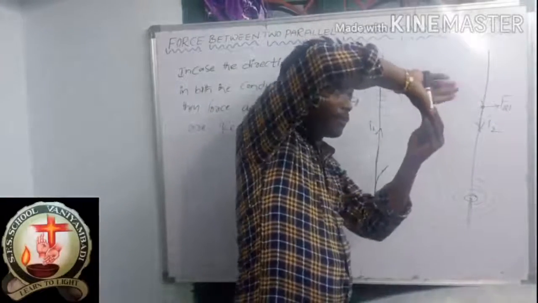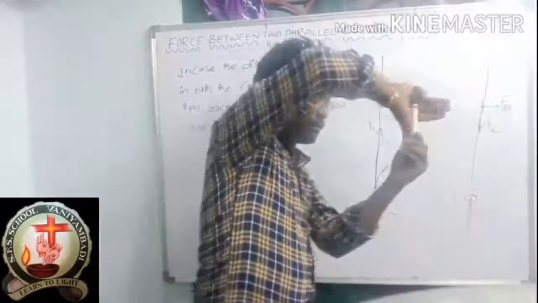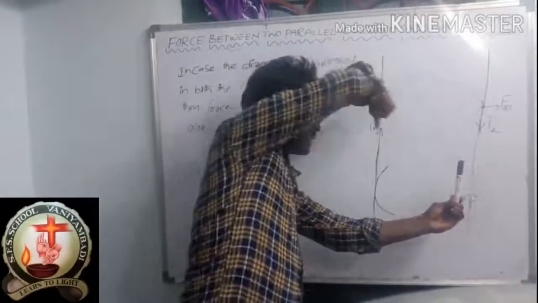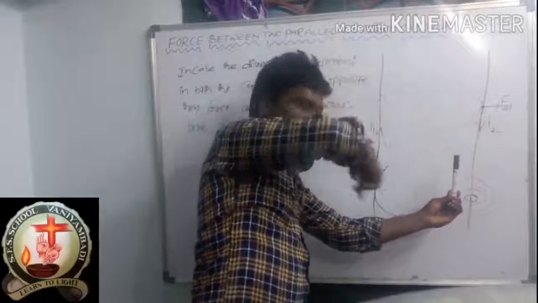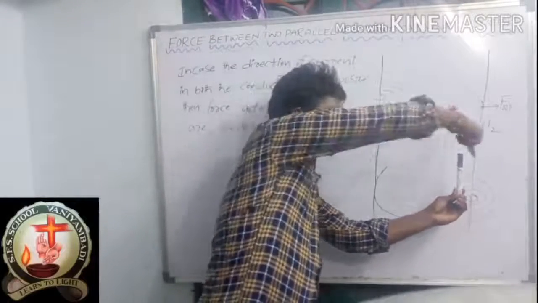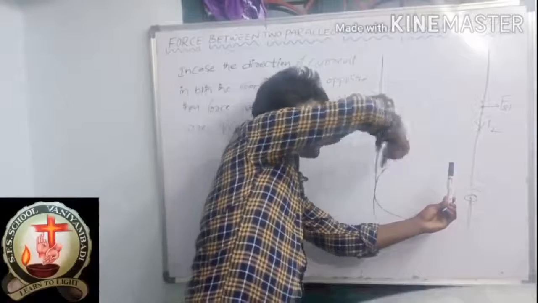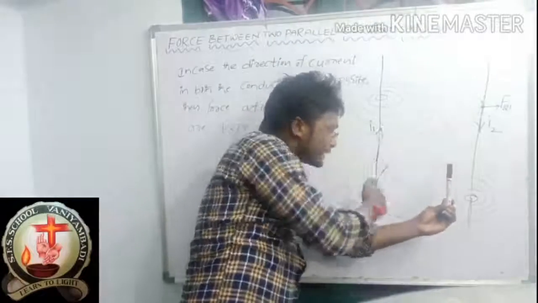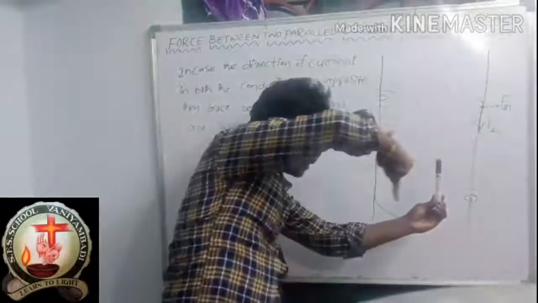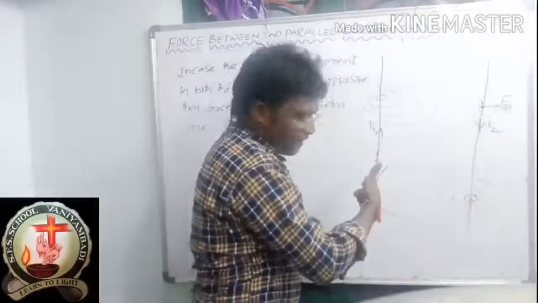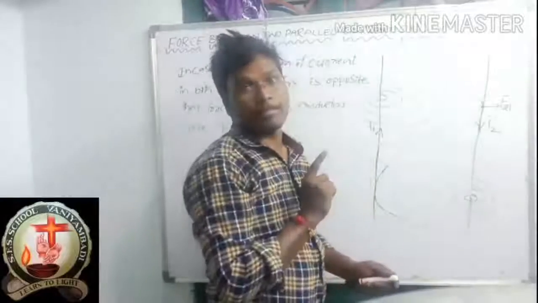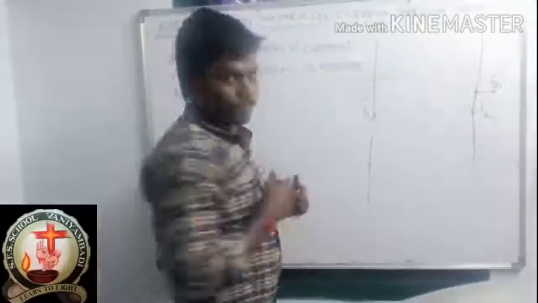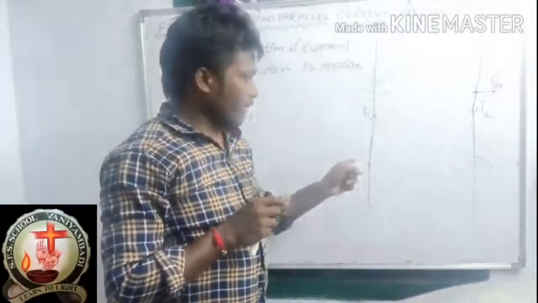This is the direction of the magnetic field, means this side, correct? So the field is coming like this, and it is going here, correct? So what is the direction of the magnetic field here? It is coming and it is going inside. So here the direction of the magnetic field is inside.